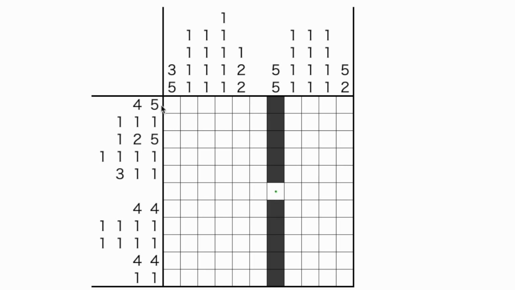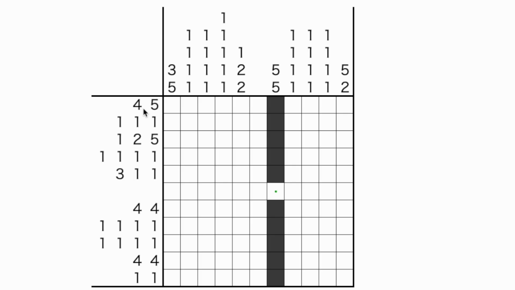Horizontally, I see a 4-5, which is nearly as good. That could be a gap of 4, a break of 1, then filled 4, gap of 1, and then filled 5. But that could be, the 5 could be shifted over by 1, or both of them could be shifted over by 1.